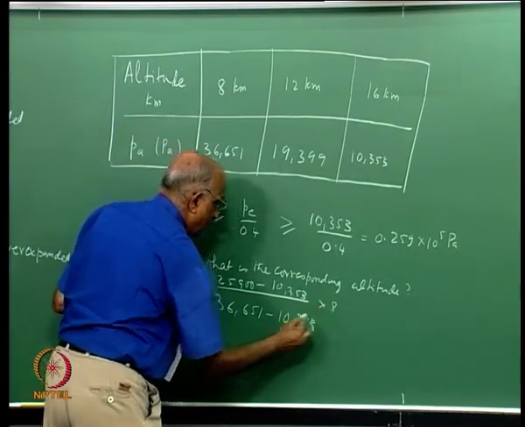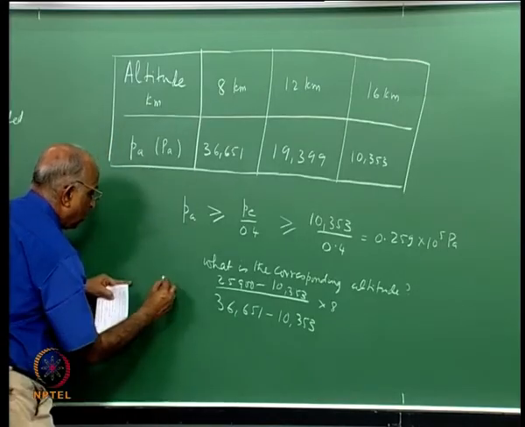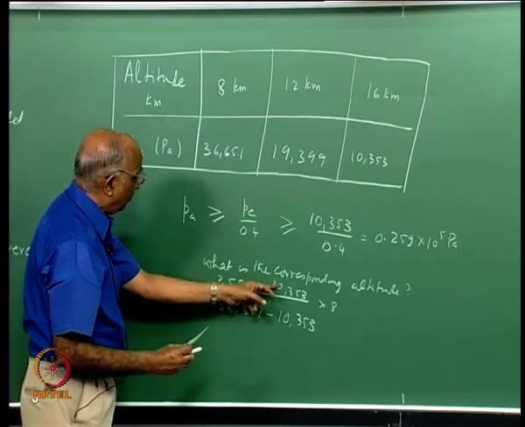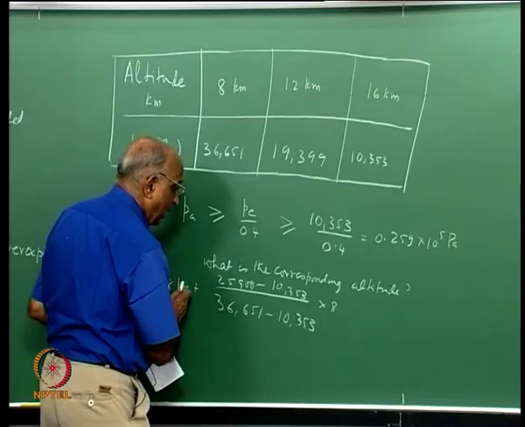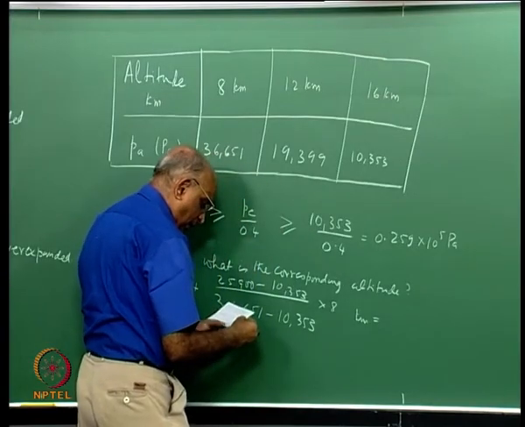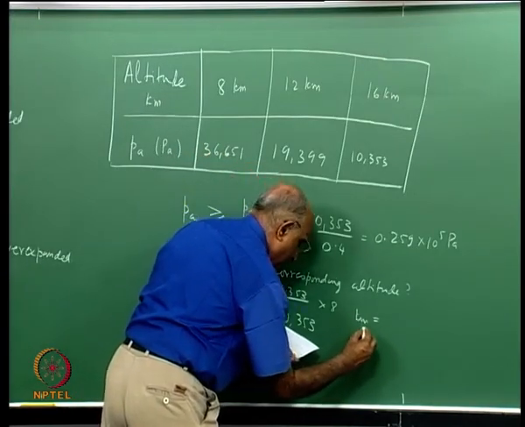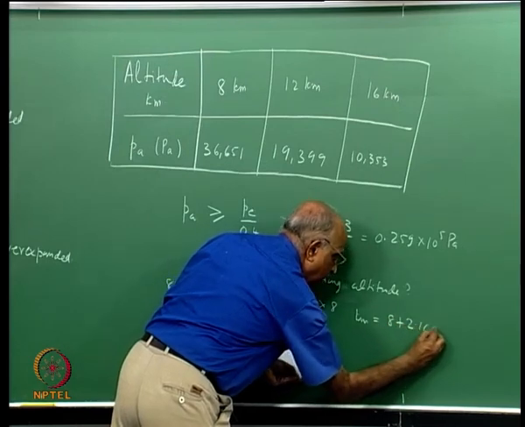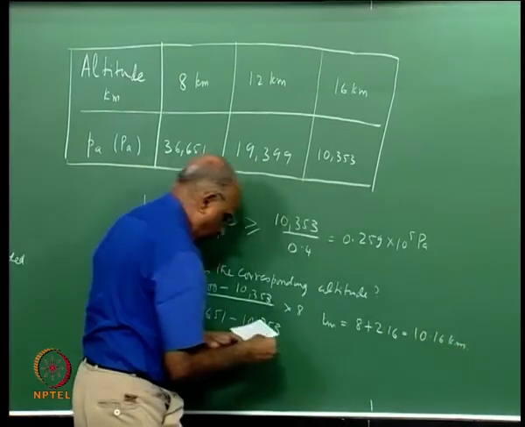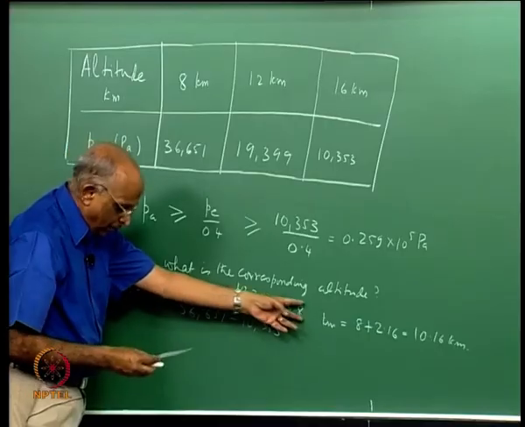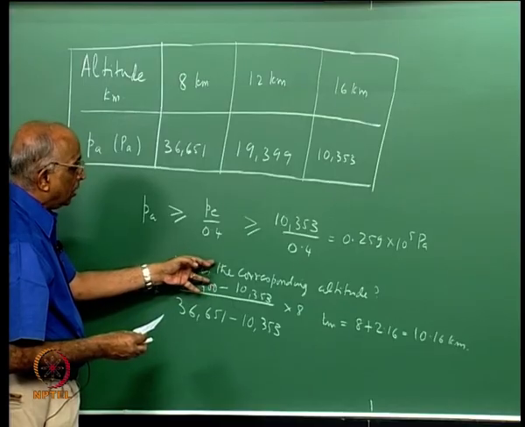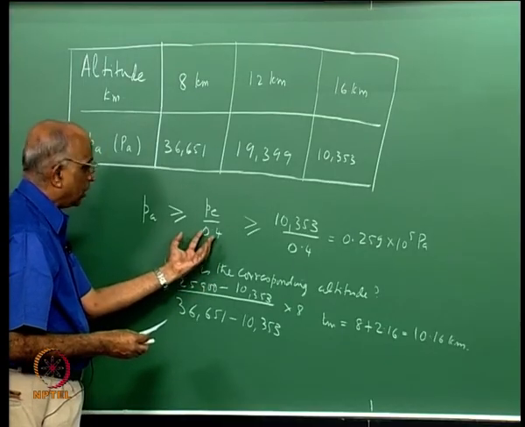Therefore, we have 8 kilometers plus the change from 25,900 to 10,353, and this works out to be something like 8 plus 2.16, which is equal to 10.16 kilometers. Therefore, this is the altitude at which flow separation stops, or thereafter the nozzle either runs full or is under expanded.